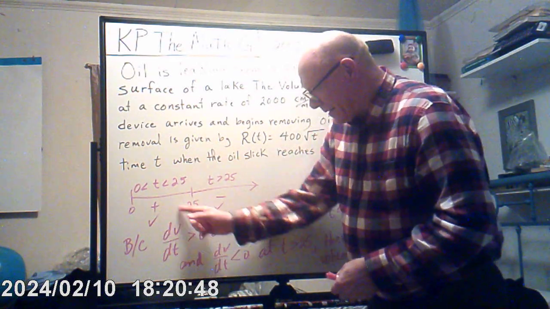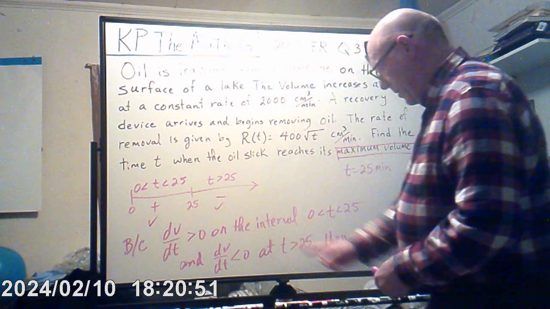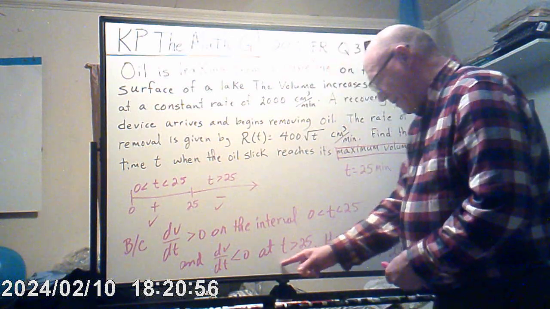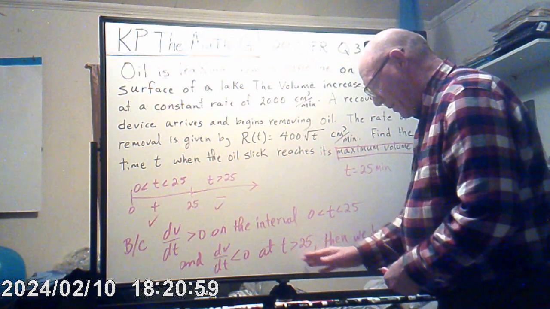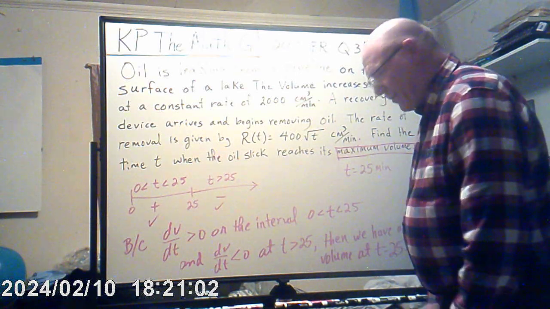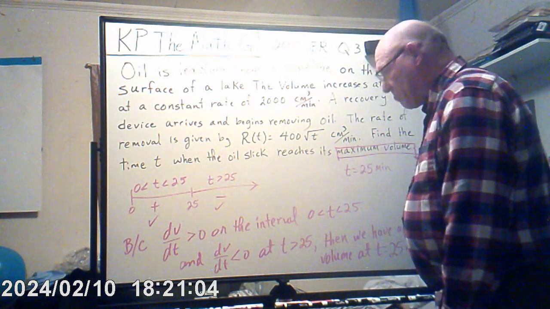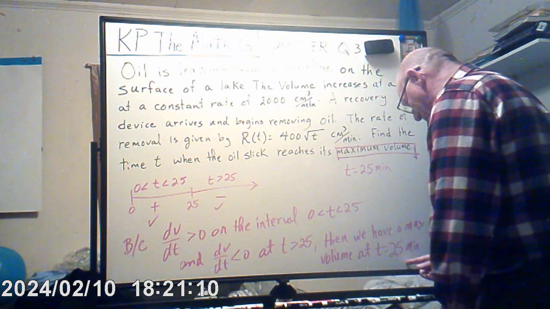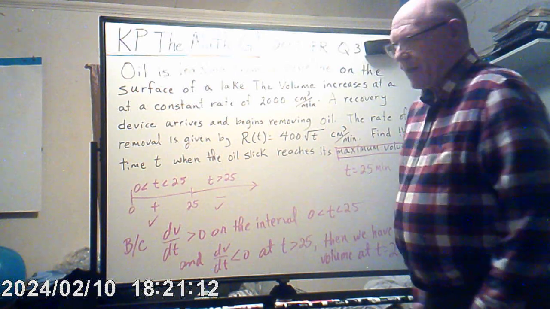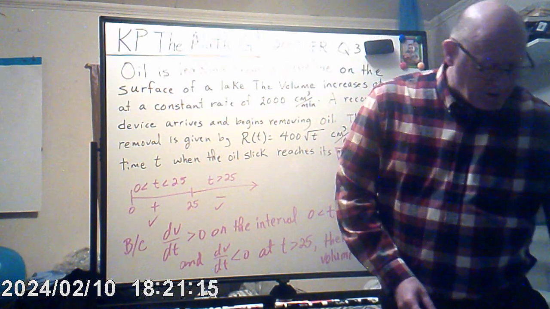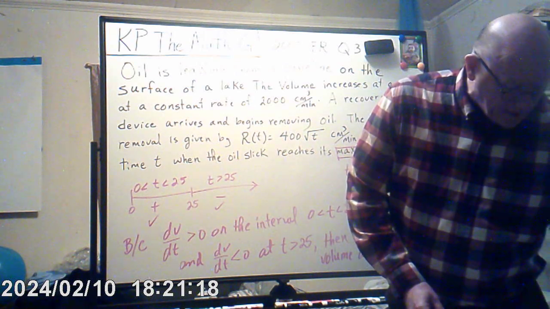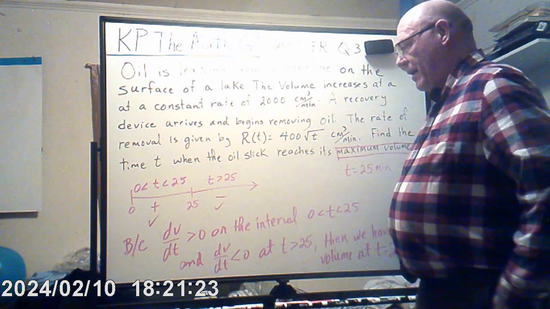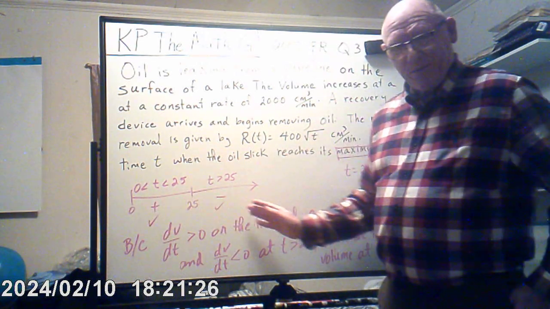Because this rate is greater than 0 on the interval, and the rate is less than 0 for t greater than 25, then we have a maximum volume at t equals 25 minutes. And that's how you explain it. If you want to get that extra point there, you've got to be able to say this right here. And how I came up with this comes through a little study.